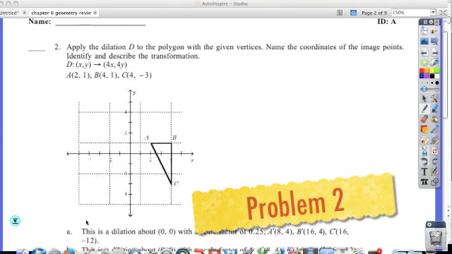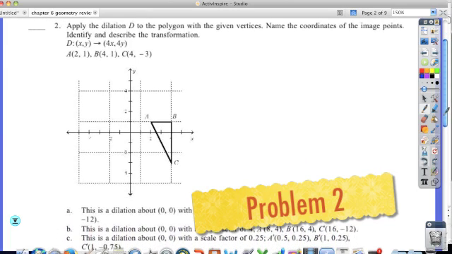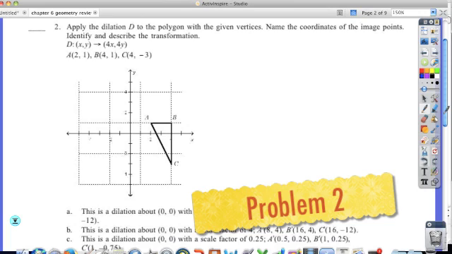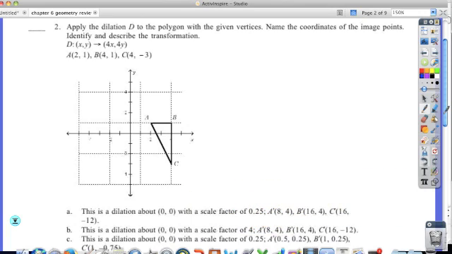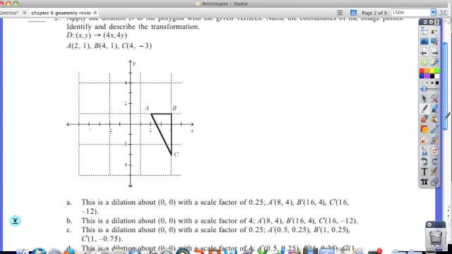Okay. Number 2, we want to apply the dilation with the given vertices. Notice they don't say use any center of dilation. That's why I'm taking it out of your challenge problem. So, I don't even need this picture. Basically, this is telling me that I'm just multiplying everything by 4. So the first coordinate here, 2, 1, is going to become 8, 4, because 2 times 4 is 8, and 1 times 4 is 4.